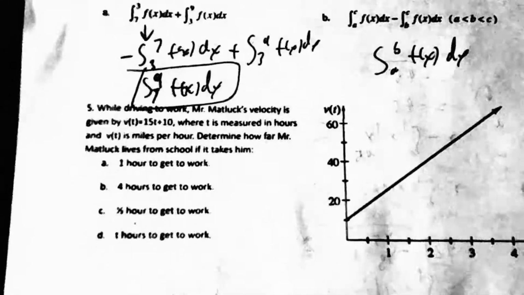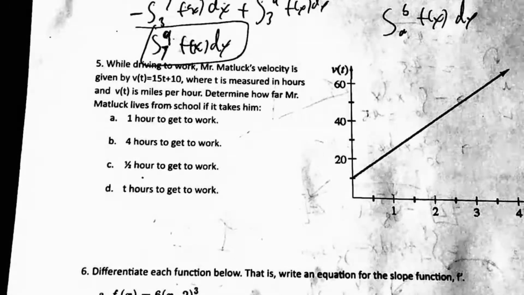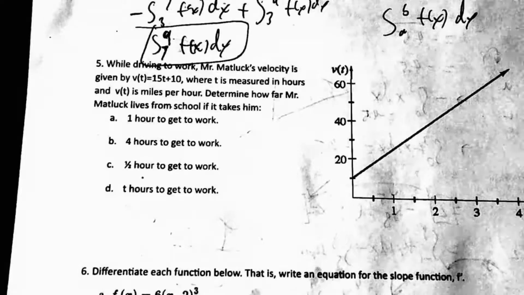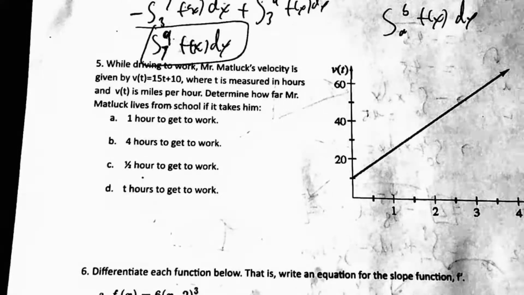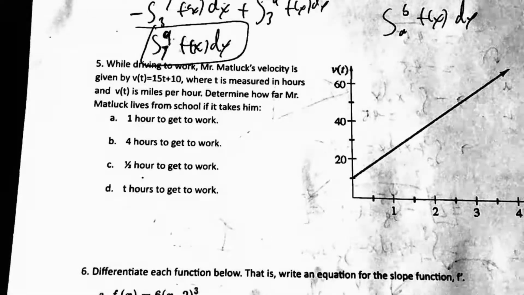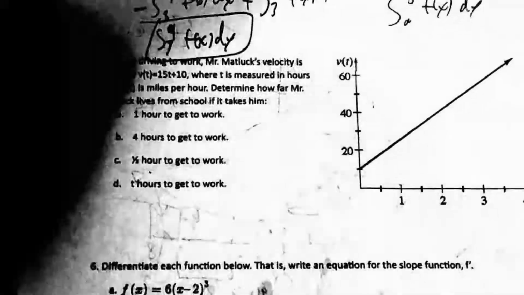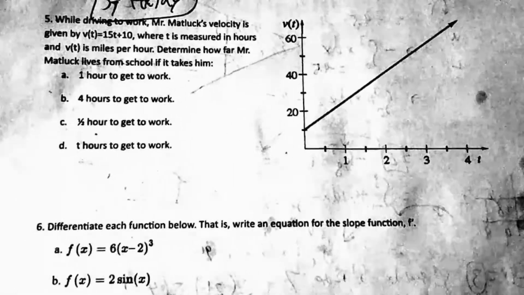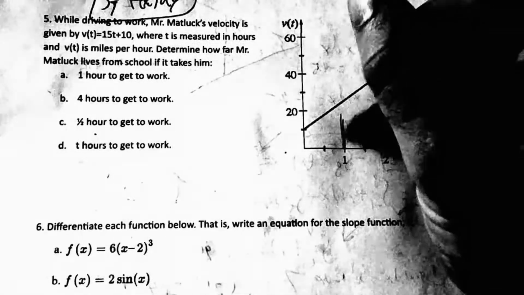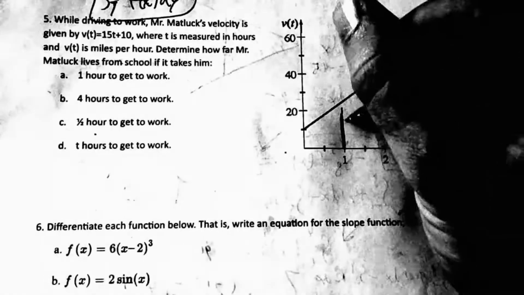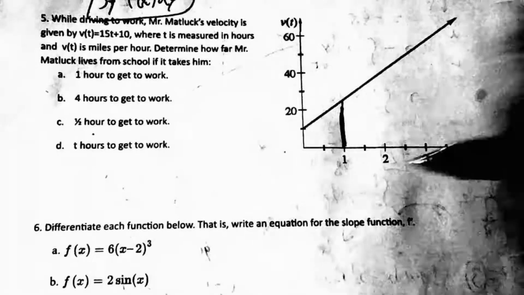Okay. Continuing down. While driving to work, Mr. Matlock's velocity is given by v of t equals 15t plus 10, where t is measured in hours and v of t is miles per hour. Determine how far Mr. Matlock lives from school if it takes him 1 hour, 4 hours, 1/2 hour, or t hours. So, well, this is pre-antiderivatives, so we can just work at this one at a time. So you have velocity here. This is velocity, and this is time. So let me be very clear. This is time.